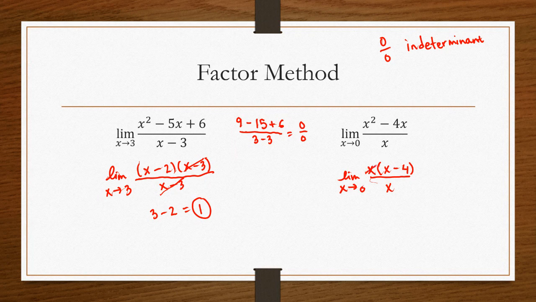So now these two x's can cancel because remember, x is not 0. x is close to 0, but it's not 0. So now I can plug in my number. I have 0 minus 4. So that means that my limit is negative 4.